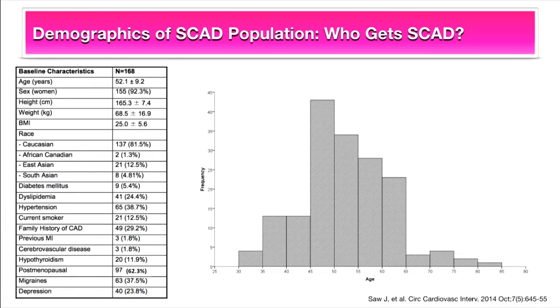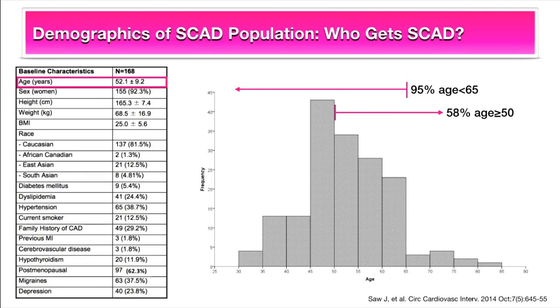who gets SCAD, who presents with SCAD? In our series of 168 patients, we found a mean age of 52. So SCAD does not necessarily only involve younger women. Even though 95% of patients with SCAD are less than age 65, 60% are older than age 50. In fact, roughly 60% of patients are postmenopausal when they present with SCAD. So it's not limited to young women.